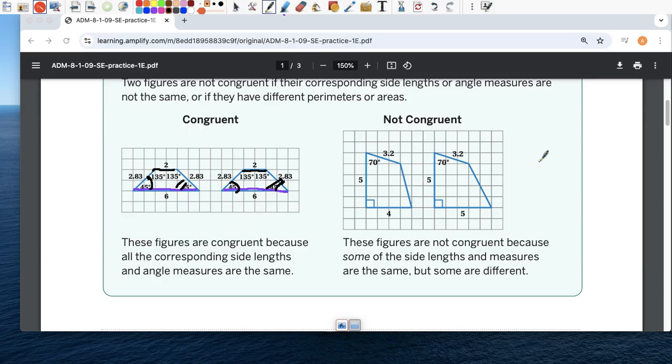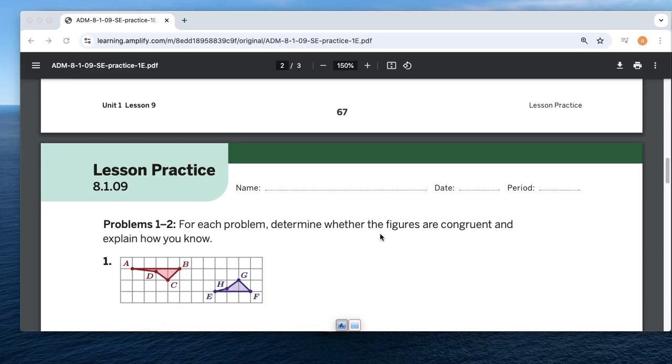Now notice this one. Are there any differences? Well, right off the bat, you can see that this is 4 and that is 5. They're not the same. So it's just not congruent. So I don't even want to say anything else.